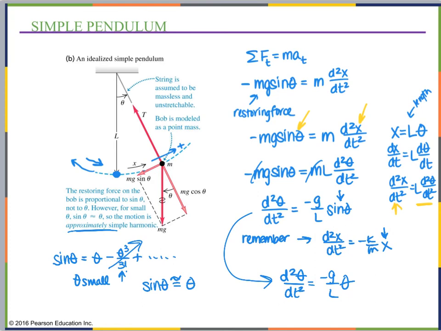Now, what do we mean by small? We mean an angle less than 10 degrees. You can test this on your calculator: if you use theta equal to something less than 10 degrees, but you put it in radians, you can see that the angle in radians will be about the same as the sine of that angle in radians.